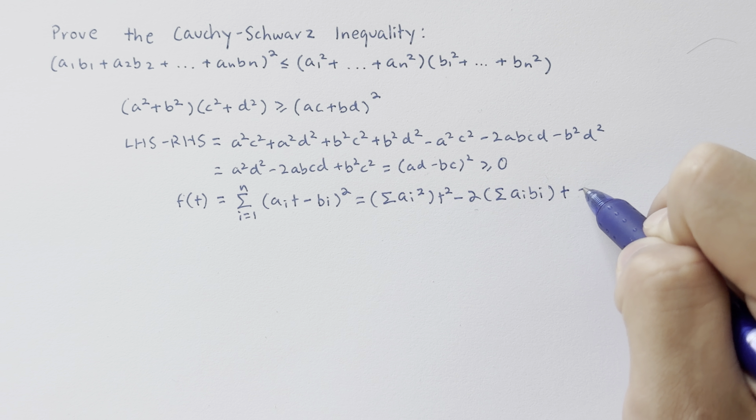So we're going to call this first portion here a, the second portion here b, and the third portion here c. So we have f(t) equals at² minus 2bt plus c, greater than or equal to 0 for all t, where t is a real number.